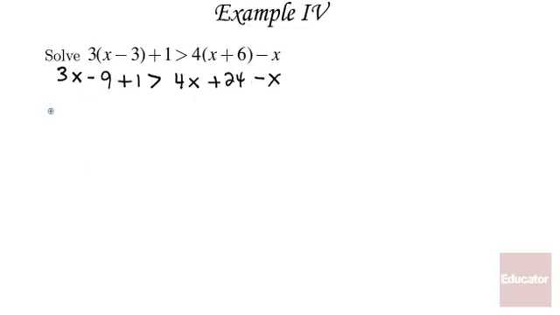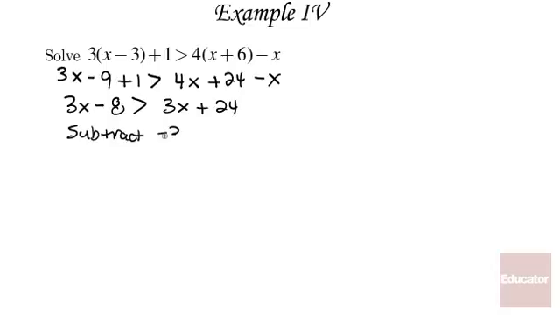Before I go any farther, I combine like terms, which will give me 3x, and I have negative 9 plus 1, so that's negative 8. On the right side, I can combine 4x and negative x. So 4x minus x gives me 3x plus 24. So just by getting rid of the parentheses and simplifying terms, I'm able to get a much easier inequality to work with. The next thing I'm going to do is subtract 3x from both sides.